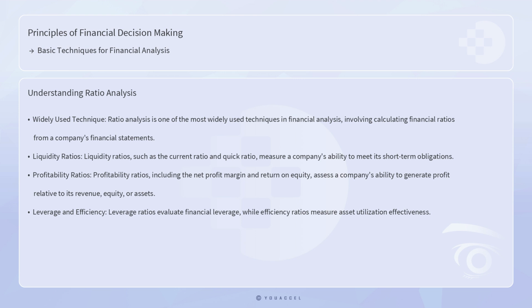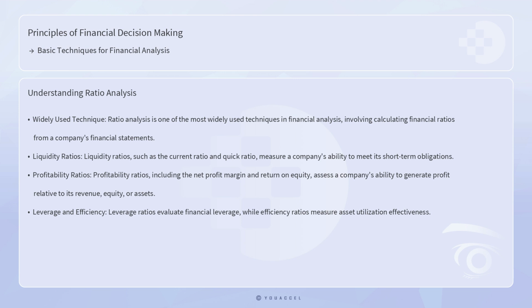Liquidity ratios, such as the current ratio and the quick ratio, measure a company's ability to meet its short-term obligations. For example, a current ratio of 2:1 indicates that the company has twice as many current assets as current liabilities, suggesting a sound liquidity position.